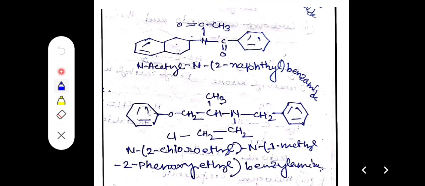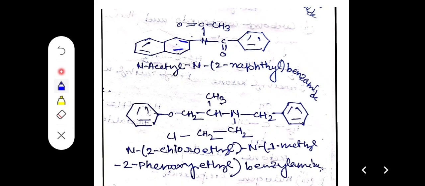So this nitrogen also has a linkage with the 2-naphthyl group. Okay, 2-naphthyl, there should be a hyphen there. Okay, 2, hyphen, not a double bond. So the 2-naphthyl group.